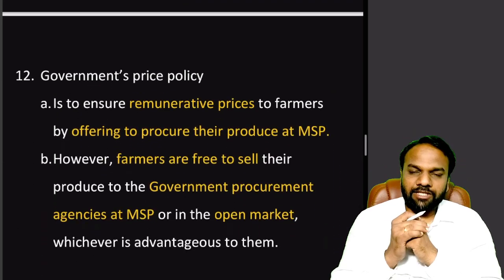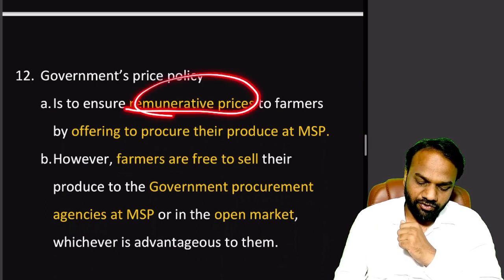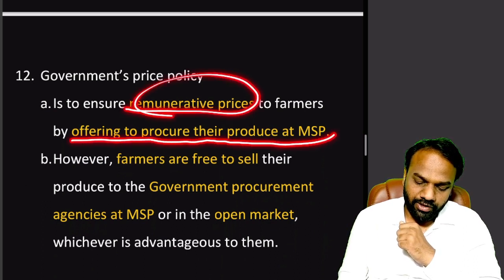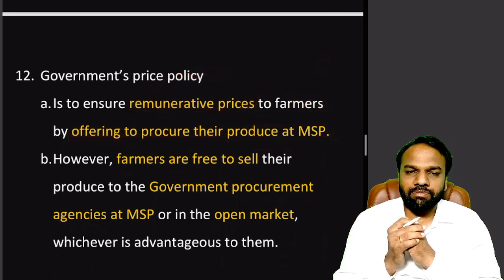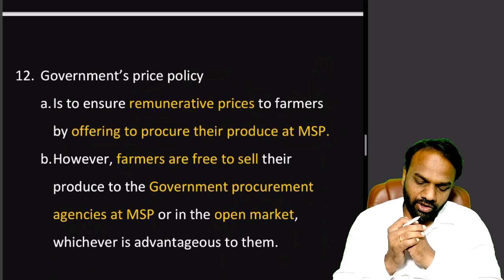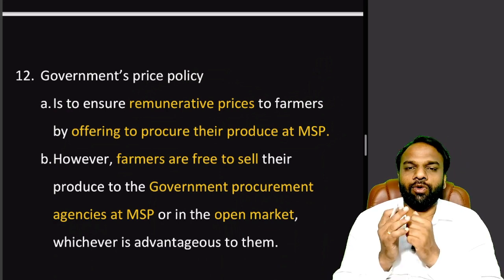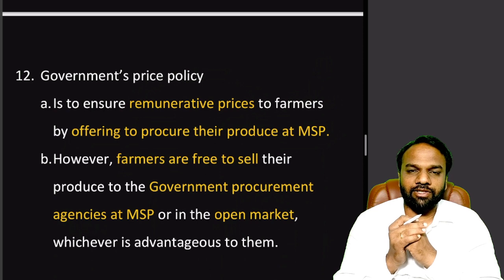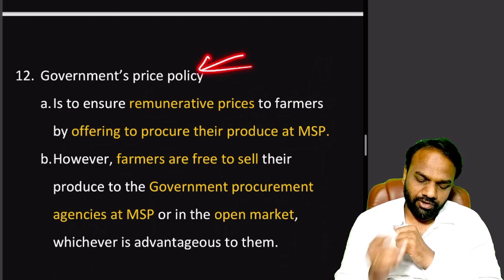Next, government's price policy. Why has the government made such provisions of minimum support price? To ensure remunerative prices for the farmers by offering to procure their produce at MSP. Farmers should get minimum returns in order to sustain their motivation. If in the open market the prices are very low, they should not be disheartened or demotivated. So in order to support the farmers, government has such policies.